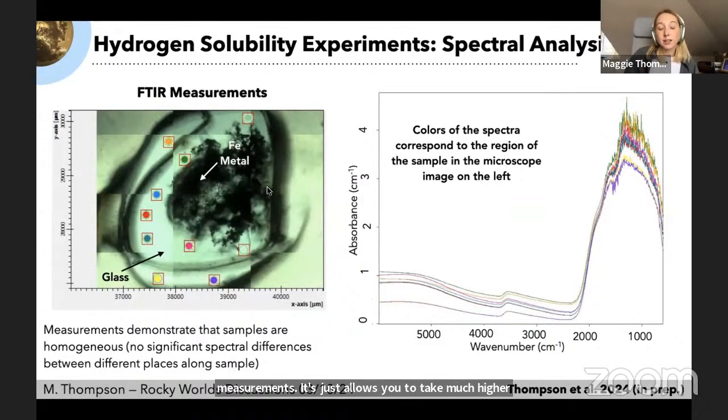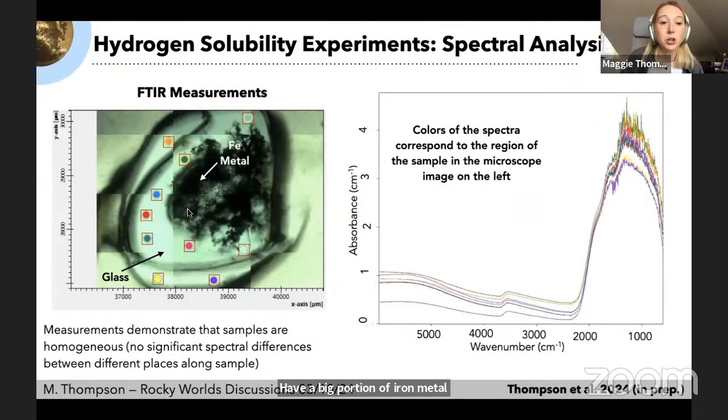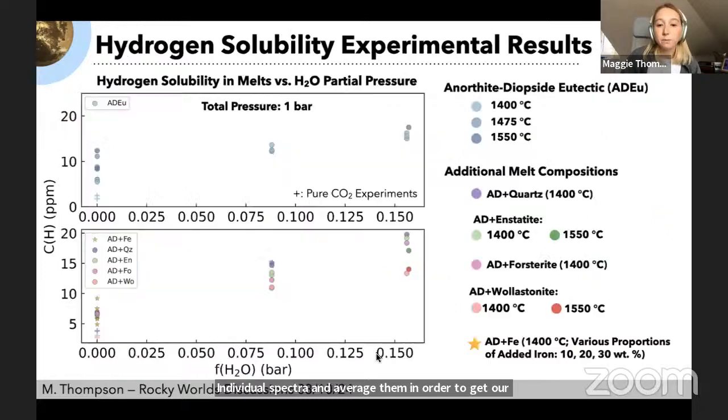So this is an example of one of our glasses that did have some iron in it. Interestingly, in this case, we're not seeing the full sample being homogeneous. We have a big portion of iron metal, which is the dark cloudy material in the middle, and then everything else around it is our glass. And we can check that indeed the glass itself is homogeneous, and we see this, of course, with our other samples too. So then we take all of these individual spectra and average them in order to get our full amount of hydrogen in our samples.